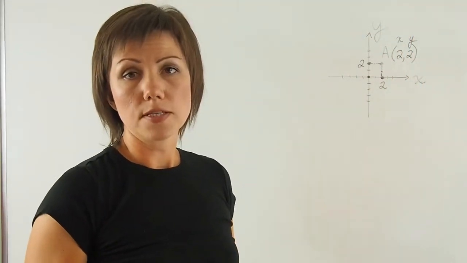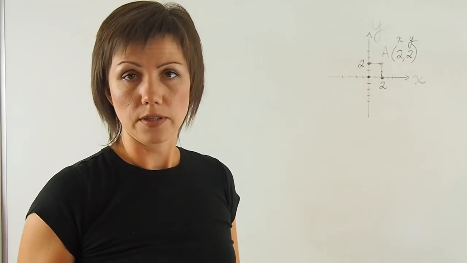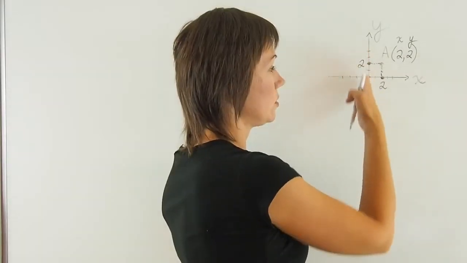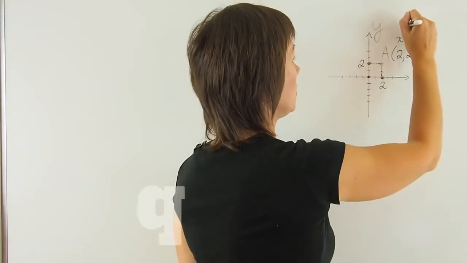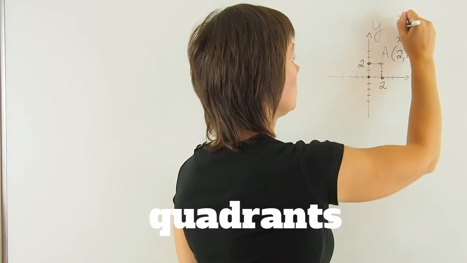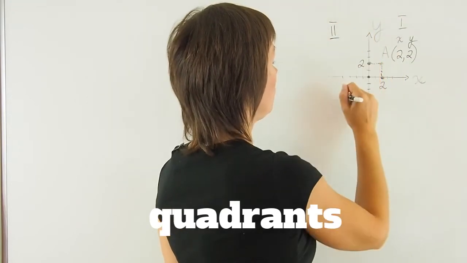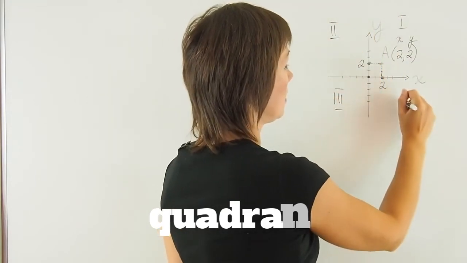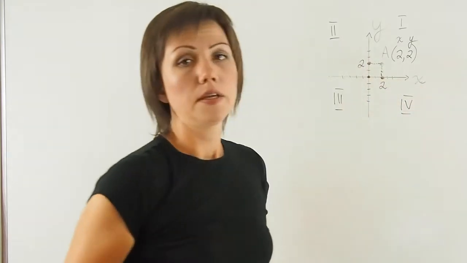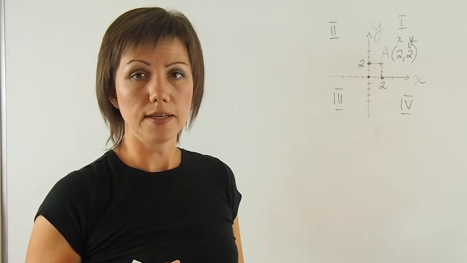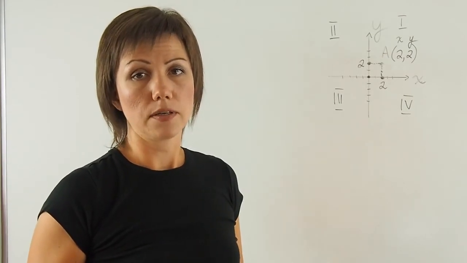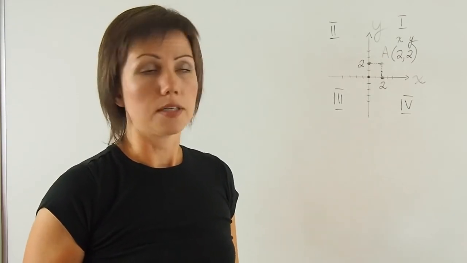You could have positive and negative numbers on the coordinate plane. Two axes split the plane into 4 quadrants. Quadrant 1, quadrant 2, quadrant 3, and quadrant 4. Depending on which quadrant the point is located in, it has the corresponding signs of the coordinates.